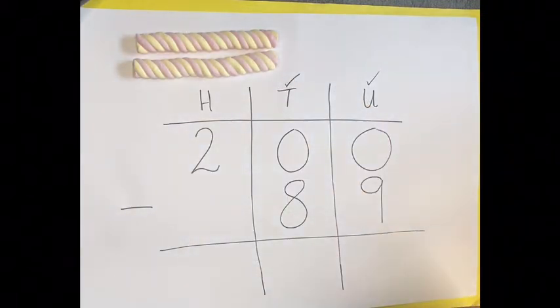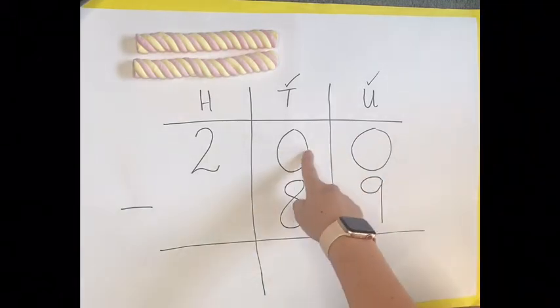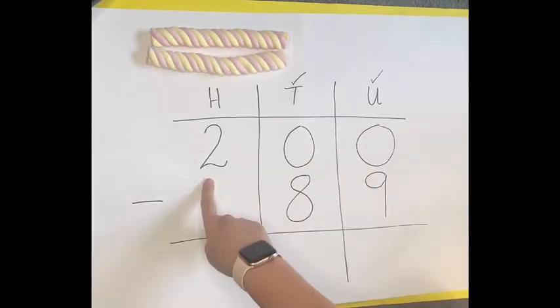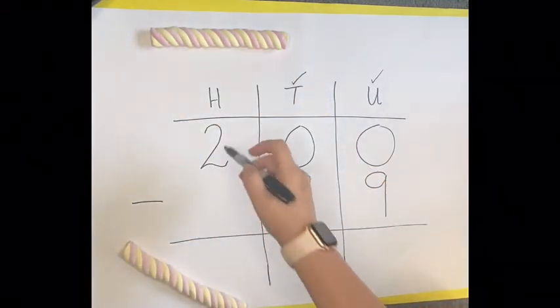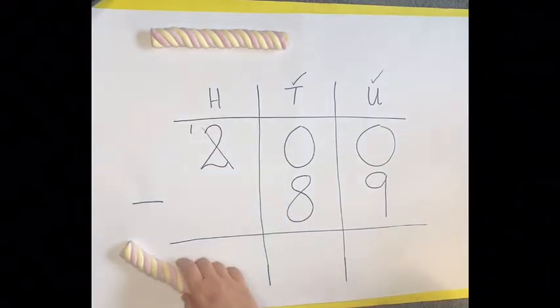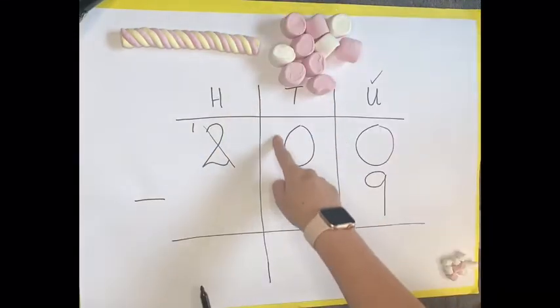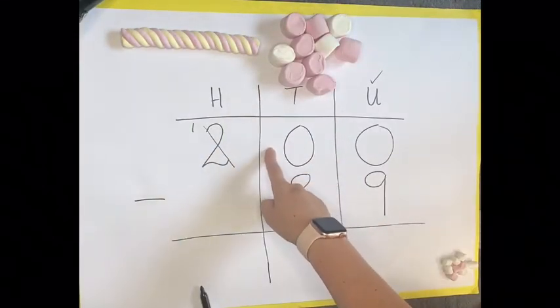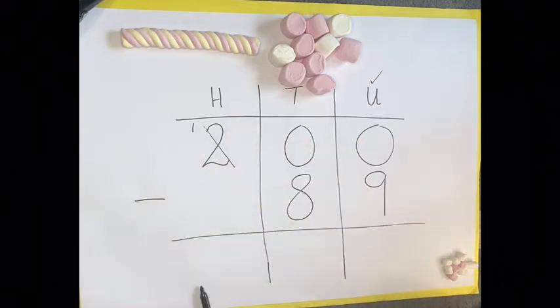200 take away 89, we begin upstairs with the units. 0 take away 9, impossible. We obviously then would go to our tens, but no tens there to help us, so we go to the hundreds to help us, and obviously we take that. We always take before we top up, so that is now 100. Exchange it for 10 tens, meaning our 0 tens become 10 tens. The number then consists of 100 and 10 tens, which remember is still 200.